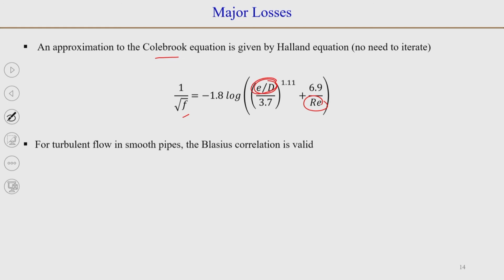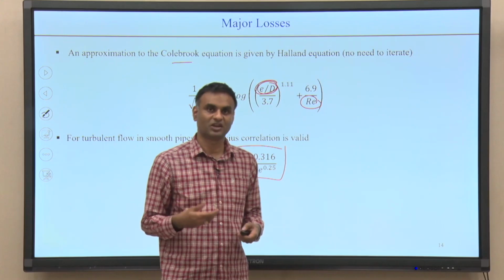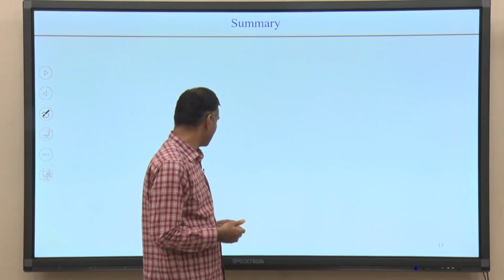Okay. All these take into account the e by D roughness factor, but if the pipe is smooth, then we can use the Blasius correlation, which is f is equal to 0.316 divided by Reynolds number to the power 0.25. So, this is a simpler correlation and it can be used for smooth pipes.